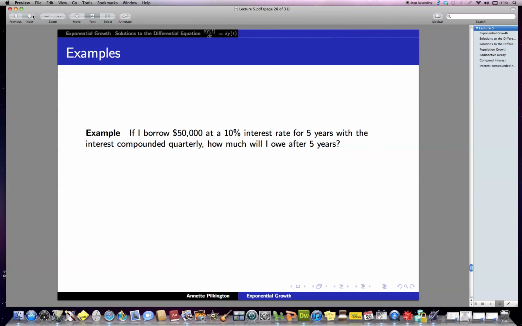So we'll do some examples in class where the interest is not compounded continuously, but it's compounded perhaps quarterly, and we won't always just think about investing money, we'll also think a little about borrowing money.